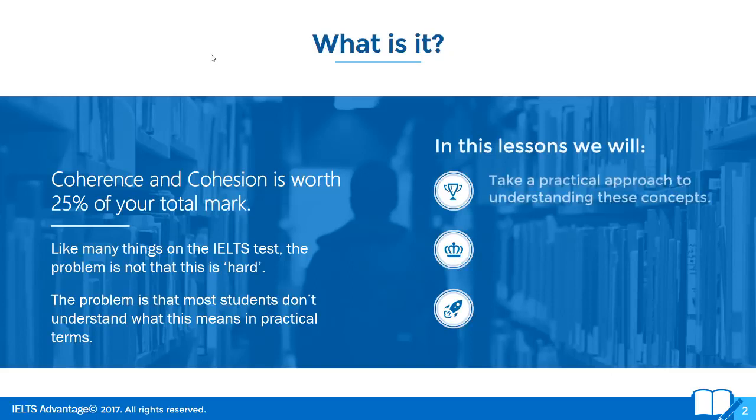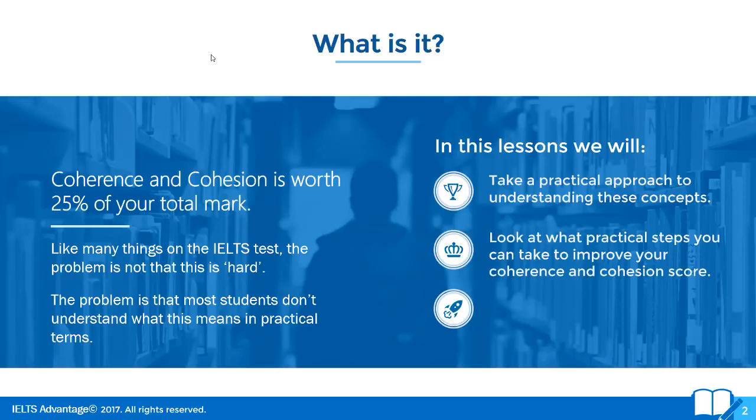So in this lesson, we're going to take a practical approach to understanding these concepts, because often what I see is students being taught it in a way of very high level theory. So many teachers, not criticizing teachers in any way, but the way that it is taught is often on a theoretical basis. And a lot of students find this difficult to understand. So we're going to keep it really, really practical today. And we're going to look at what practical steps you can take to improve your coherence and cohesion score. And we're going to apply what we learned to real examples.